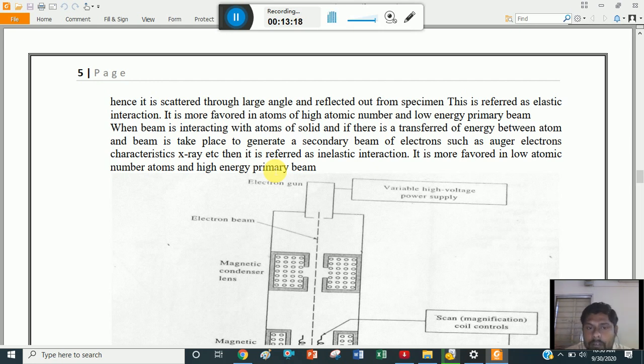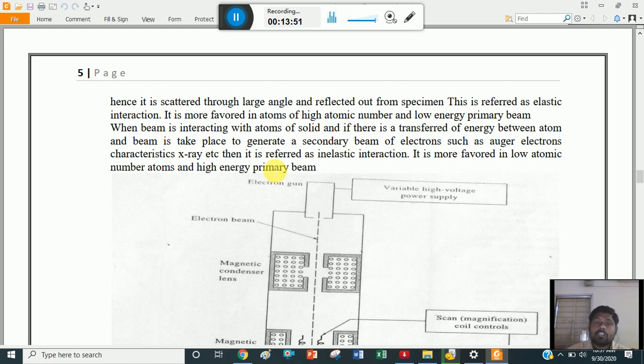The simple answer is that there are two types of interaction. In one, the beam of electrons incident on the surface of the sample interacts with the host atoms, that means the atoms present on the surface, and there is no transfer of energy between the host atom and the beam of electrons. Generally high energy beams and low atomic number, keep in mind, low atomic number and high energy beams are used here. Those are called elastic interactions.